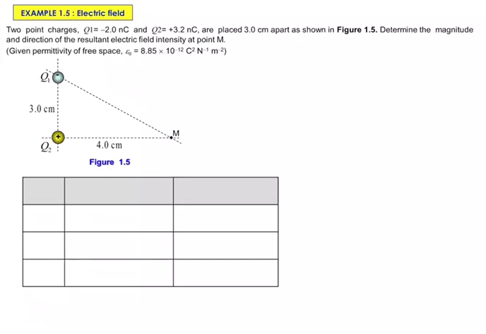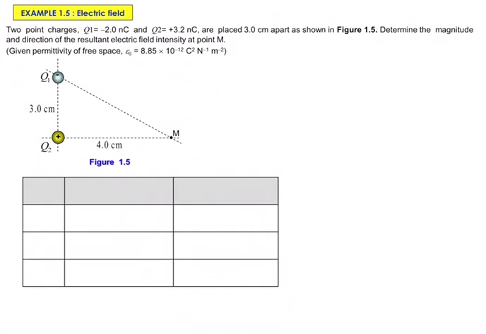Example 1.5, electric field. Two point charges, Q1 negative 2 nanocoulomb and Q2 positive 3.2 nanocoulomb, are placed 3 cm apart as shown in figure 1.5. Determine the magnitude and direction of the resultant electric field intensity at point M.